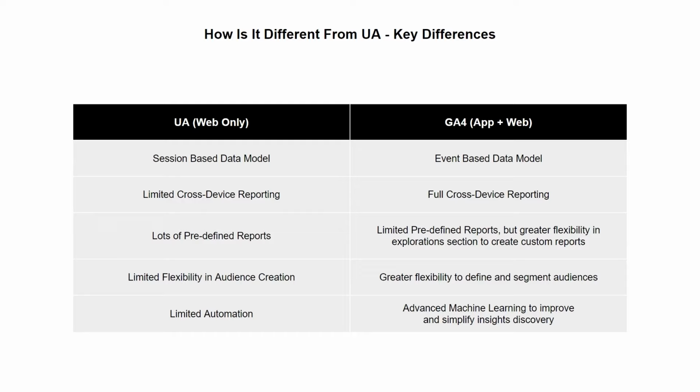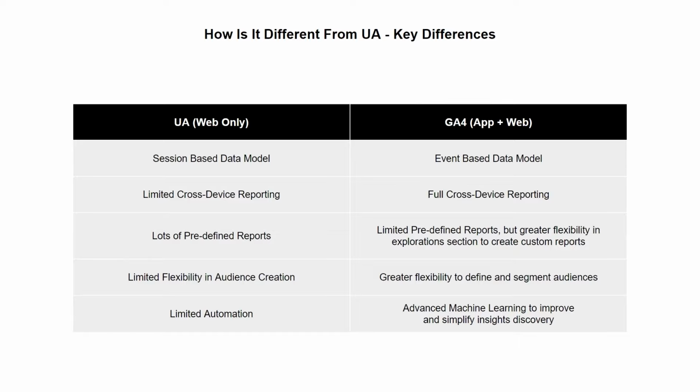Also, UA has limited cross-device tracking, but GA4 uses first-party cookies and signals to enable cross-device data collection and reporting. The system deduplicates users across devices by using the best available user identifiers, which makes cross-device tracking easy and more precise. We'll talk about this in depth in the later videos.